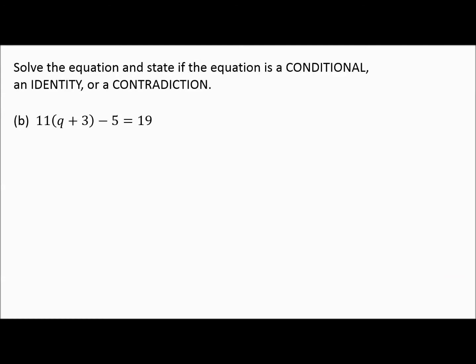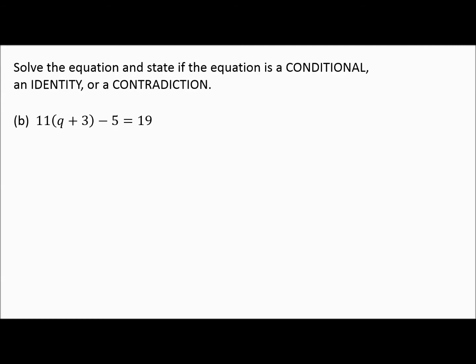Okay, so question B, same directions. It says solve the equation, so that's always going to be the first step. You've got to solve it before you can realize if it's a conditional, identity, or a contradiction. There are a few you could look at right off the bat and tell, but more than likely that's not going to be the case. So you just start the process of solving, which means you simplify each side separately.